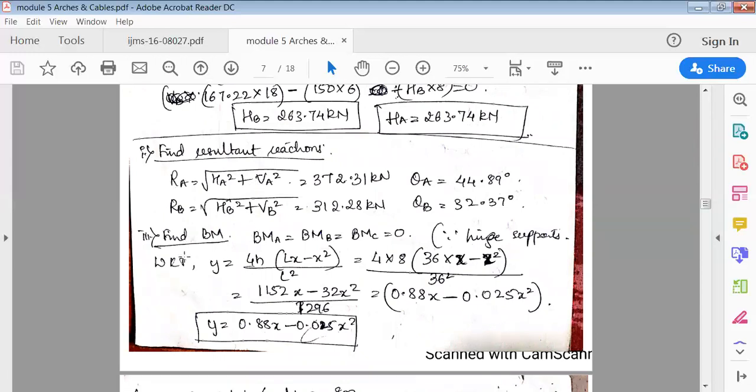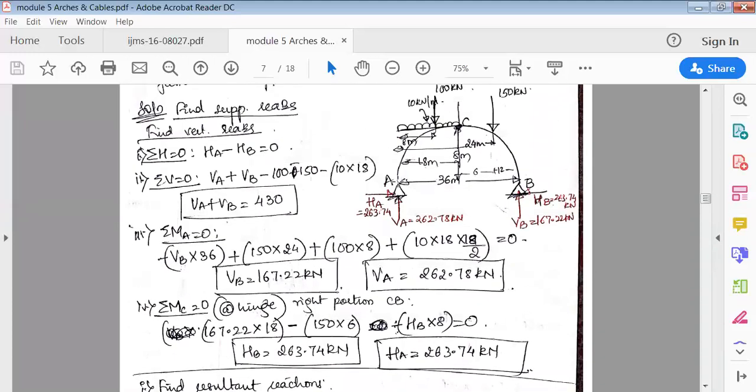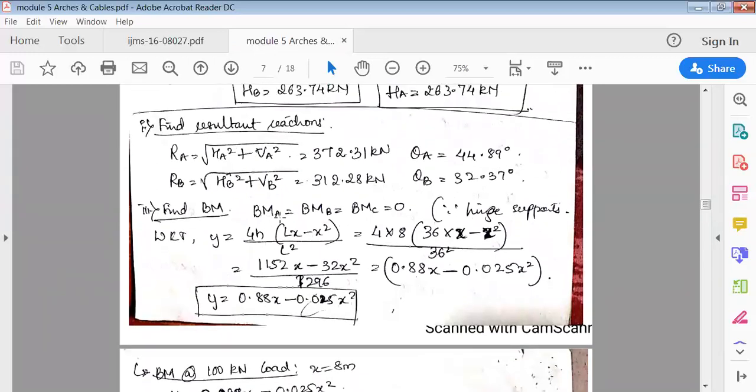Next thing is to find the bending moment. We know that bending moment at A, bending moment at C, and bending moment at B is 0, because these are hinge supports. So bending moment at the hinges would be 0. That's what we have written here. Bending moment at A, B, and C is equal to 0 because they're hinge supports.